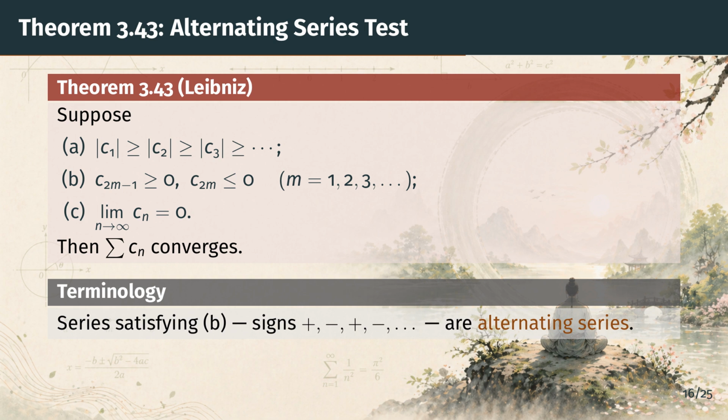As the remark notes, series with this alternating sign pattern are called alternating series, and this convergence result was already known to Leibniz. The standard example is 1 minus 1 half plus 1 third minus 1 fourth, and so on. The alternating harmonic series. First, let's build some intuition for why it converges.